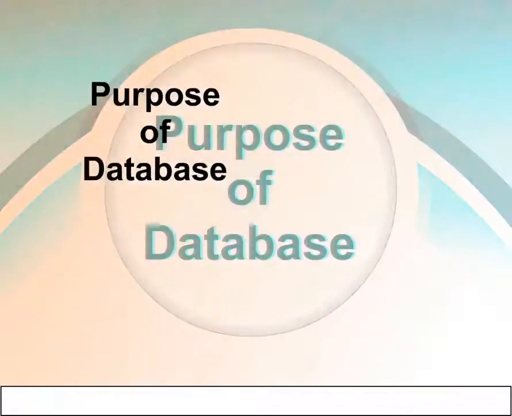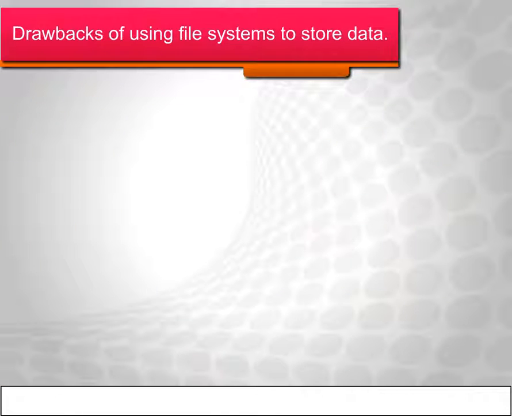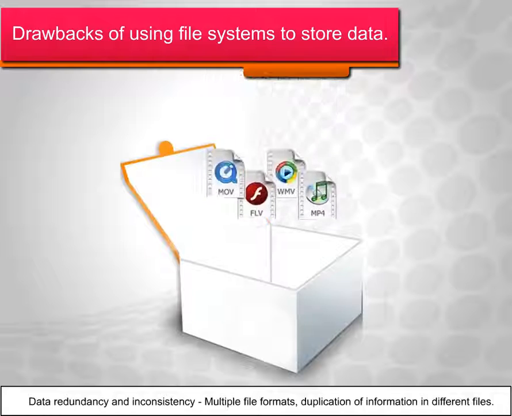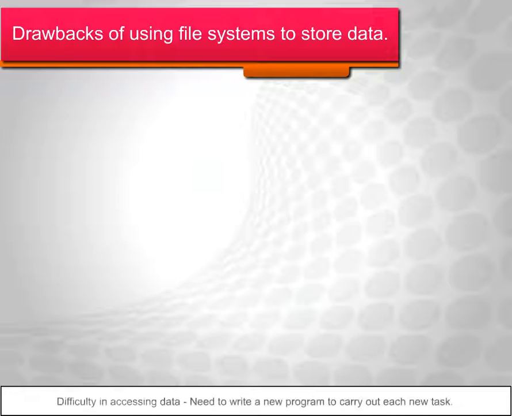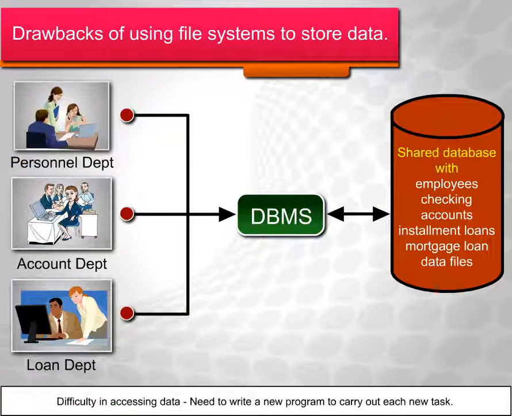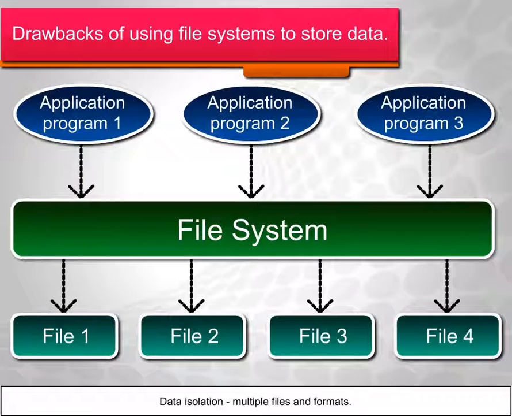Purpose of database. In the early days, database applications were built directly on top of file systems. Drawbacks of using file system to store data: Data redundancy and inconsistency, with multiple file formats and duplication of information in different files. Difficulty in accessing data, as you need to write a new program to carry out each new task. Data isolation, with multiple files and formats.